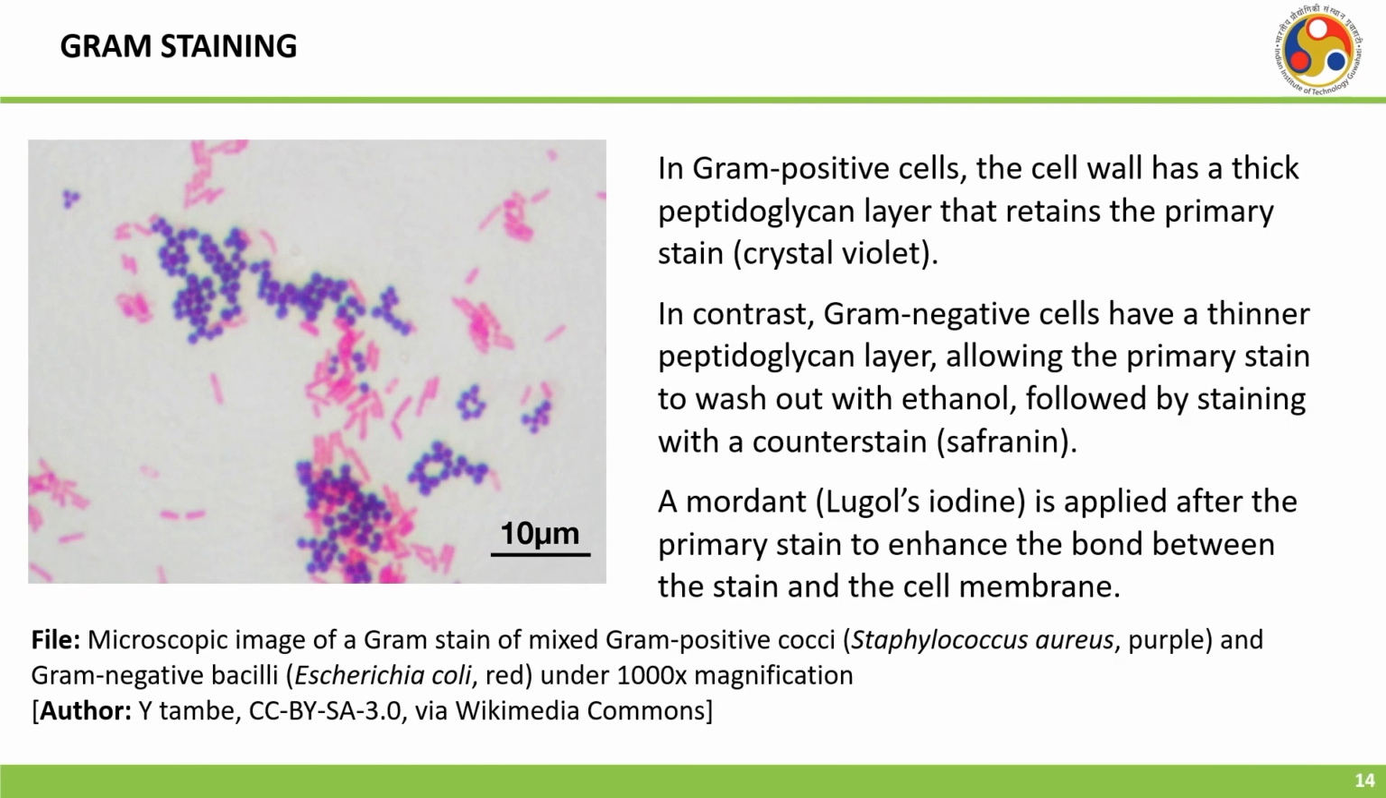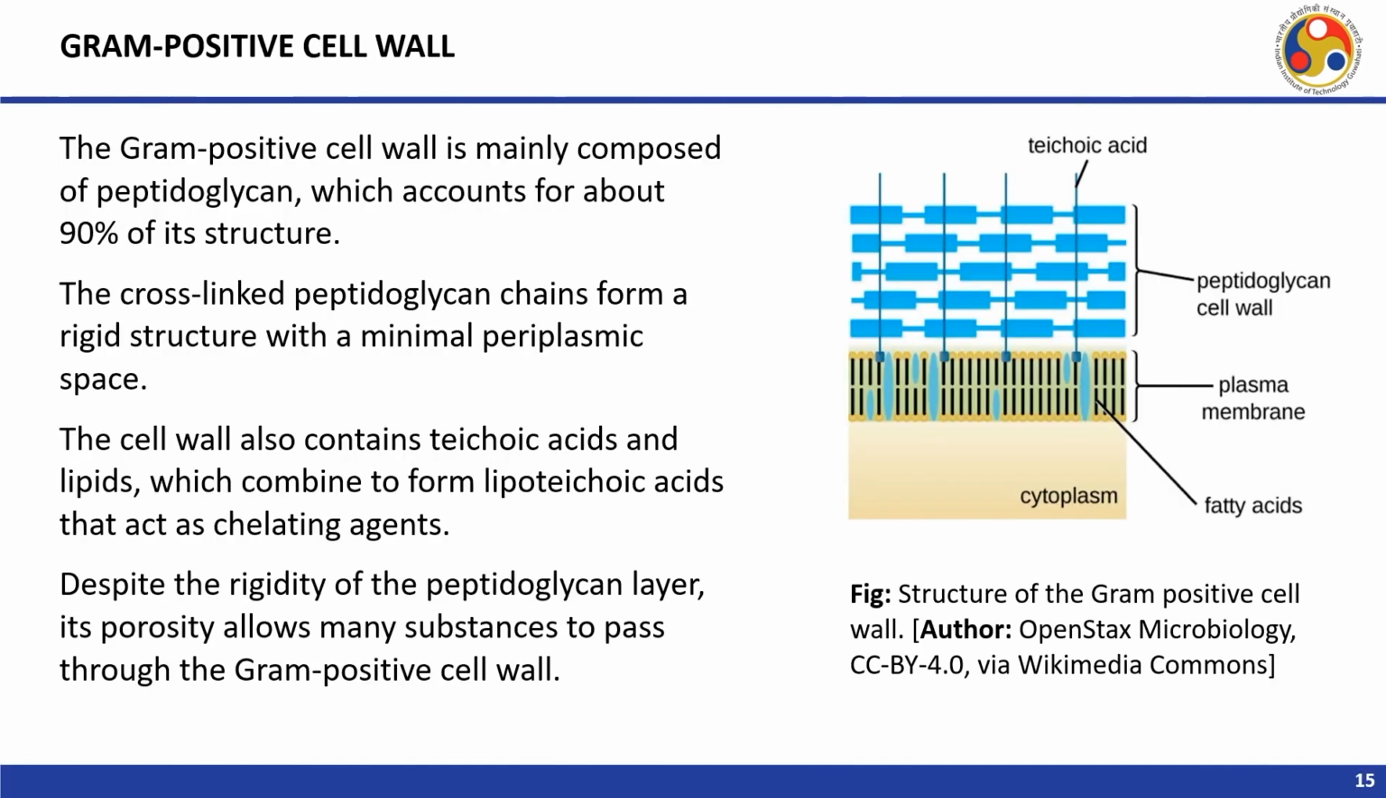In gram positive cells, the cell wall has a thick peptidoglycan layer that retains the primary stain, the crystal violet. In contrast, gram negative cells have a thinner peptidoglycan layer, allowing the primary stain to wash out with ethanol, followed by staining with a counter stain, safranin. A mordant is applied after the primary stain to enhance the bond between the stain and the cell membrane, and these are routinely practiced in bacterial laboratories, particularly in clinical contexts.